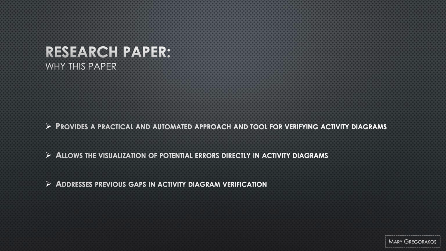We selected this paper because it provides a practical and automated approach to verifying activity diagrams. Unlike previous approaches, it allows direct visualization of potential errors within the activity diagrams themselves. Most importantly, it addresses previous gaps in activity diagram verification, offering a solution that's both theoretically sound and practically useful for software engineering teams.